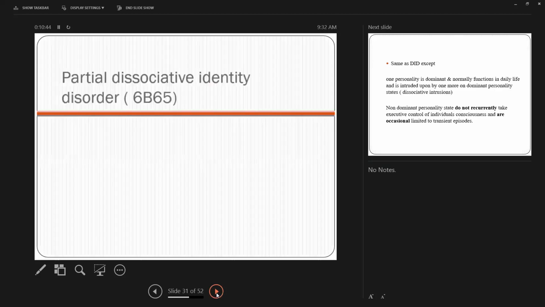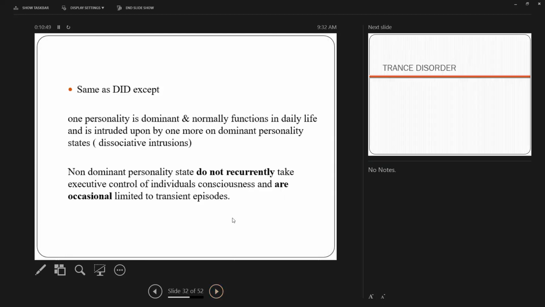Then in ICD-11, there is partial dissociative identity disorder, 6B65. It is the same as dissociative identity disorder, except one personality is dominant and normally functions in daily life, and is intruded upon by one or more non-dominant personality states, called dissociative intrusions. The non-dominant personality states do not recurrently take executive control over the individual's consciousness and are occasional.